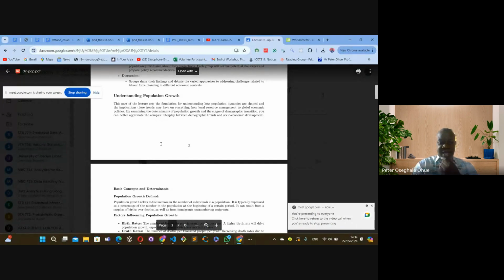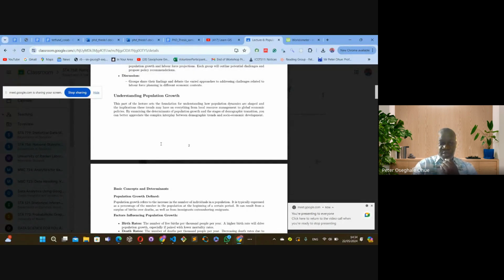So, understanding population growth. Here we'll set the foundation for understanding how population dynamics are shaped and the implications this trend may have on everything from local resource management to global economic policy. What that means is we look at the foundation, understand how population growth occurs, and then we can move from there to the other aspects. That's what we have there.